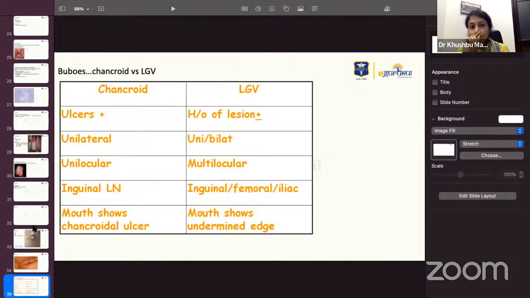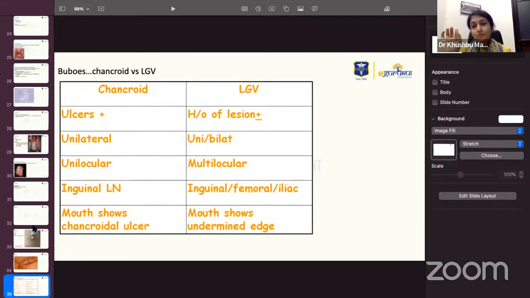Remember, with chancroid, remember 3 U's: unilateral, unilocular, and presence of ulcer. So 3 U's is characteristic of chancroid. The chancroidal bubo are unilateral, they are unilocular, and usually, almost always, there will be presence of an ulcer. Whereas LGV, I told you, you hardly see any lesion. The ulcer is transient. The buboes are usually bilateral.